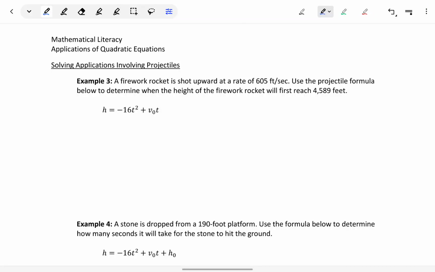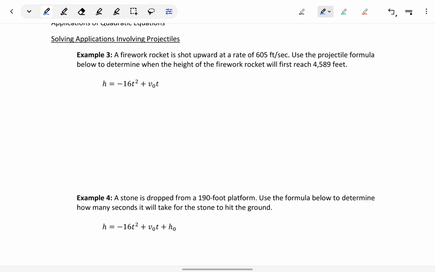In examples 3 and 4, we're dealing with cases involving projectiles being launched. In example 3, a firework rocket is shot upward at a rate of 605 feet per second. We want to use the projectile formula that's given to us to determine when the height of the firework will reach 4,589 feet. More specifically, when will it first reach that height?